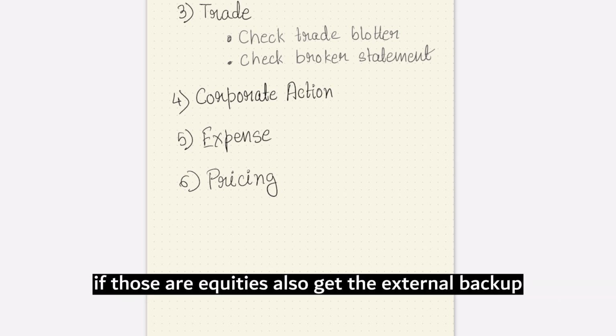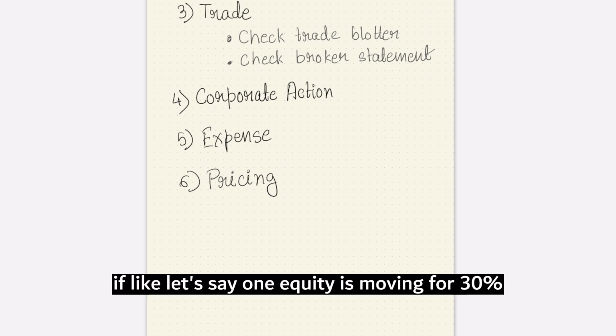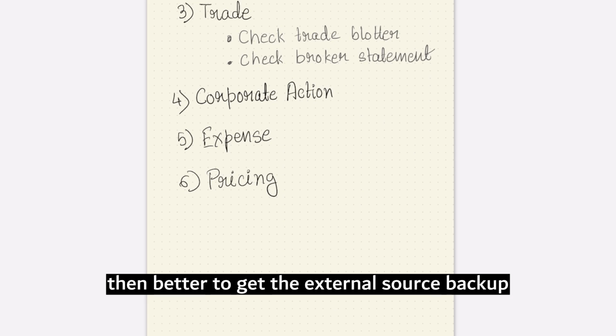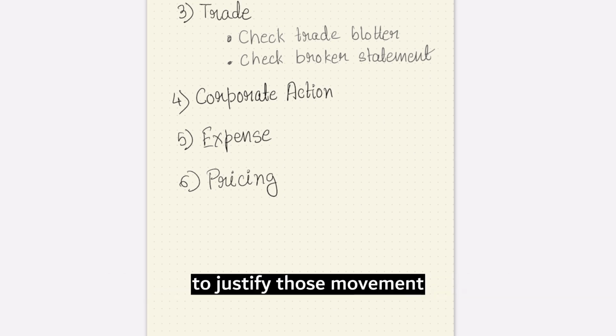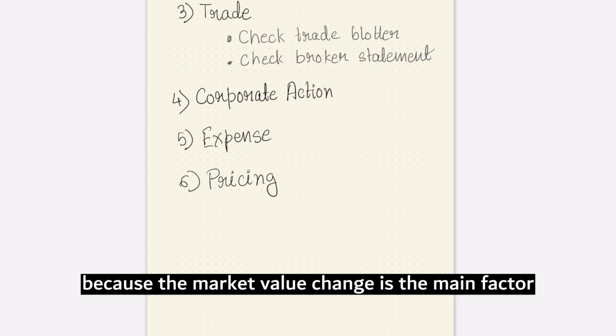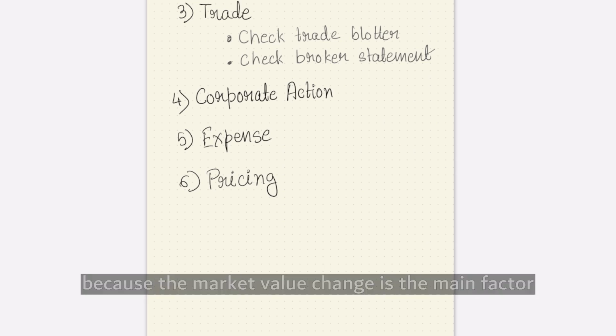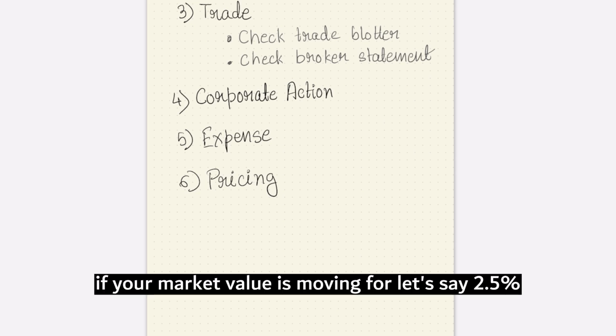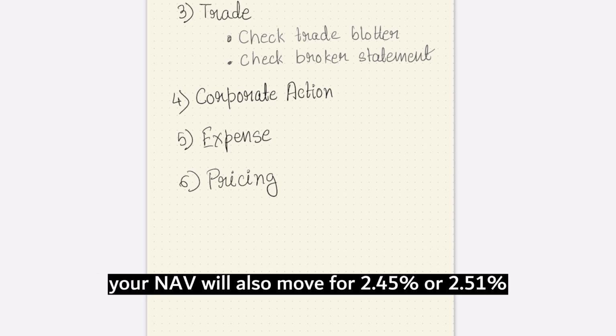If those are equities, also get the external backup. Let's say one equity is moving 30%, one equity is moving 25%, then it is better to get the external source backup to justify those movements, because the market value change is the main factor which is going to impact your NAV. Most of the time, what I have seen, if your market value is moving by, let's say, 2.5%, your NAV will also move by 2.45% or 2.51%.